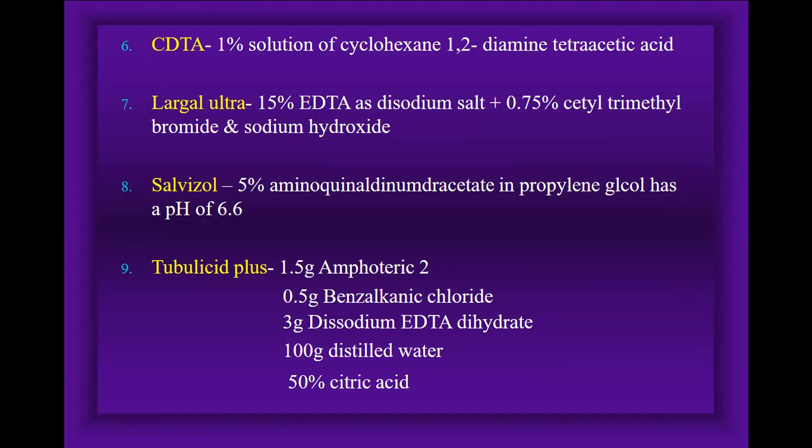Salvizol, 5% amino phenylidinium diacetate in propylene glycol, has a pH of 6.6. Then Publicid plus 1.5 gram amphoteric, 2.5 gram benzalkonium chloride, 3 grams with sodium EDTA dihydrate, 100 grams distilled water and 50% citric acid.